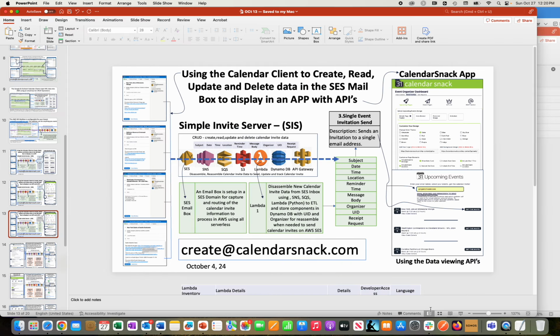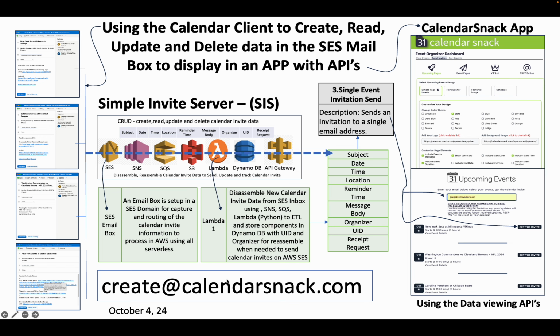How does this machine work? The quick story is I just sent 3 of them off my personal calendar to the SES box, which was create@calendarsnack.com. This can be your box at your own domain. All it is simply is an SES Simple Email Service email box that you define. We can help you with that. If not, if you are an AWS SES customer, you know how to set up this infrastructure. The box contains the data set from your personal calendar.